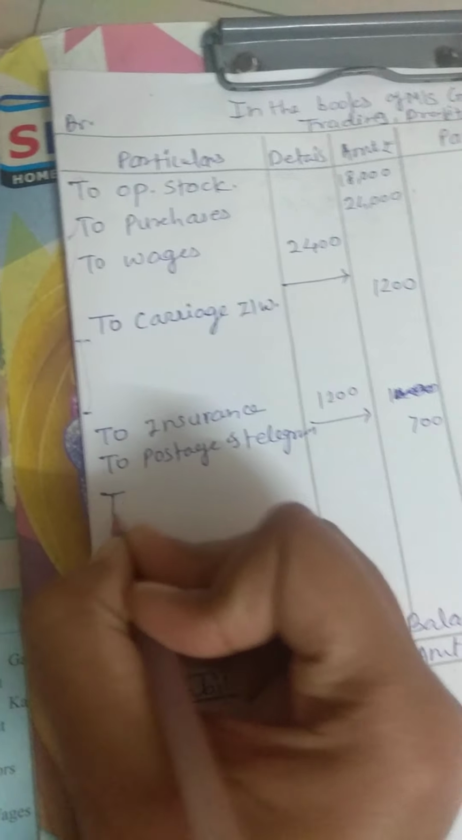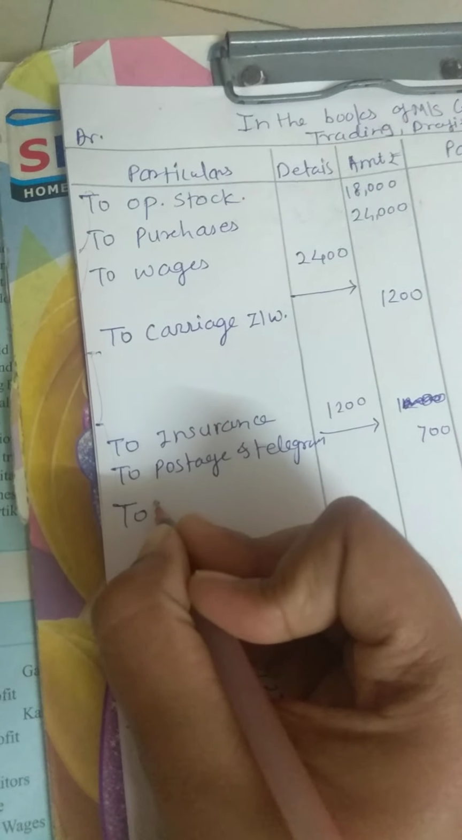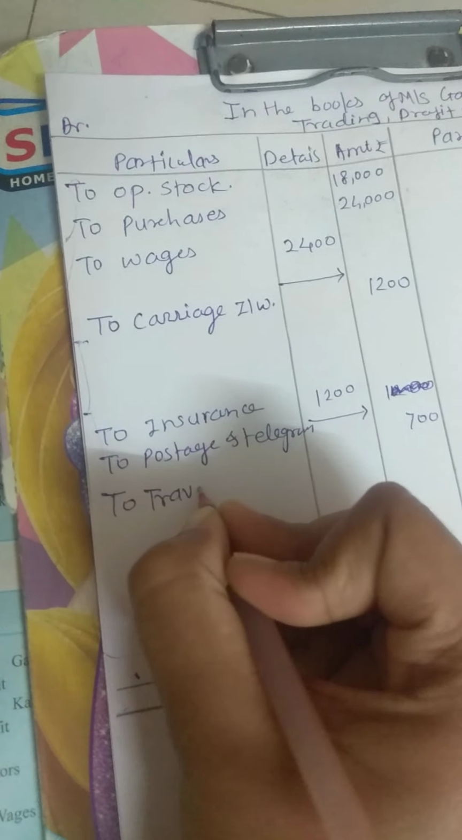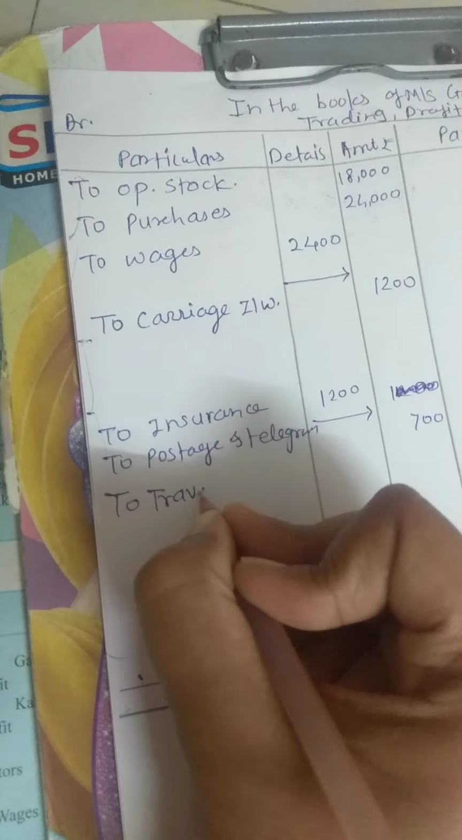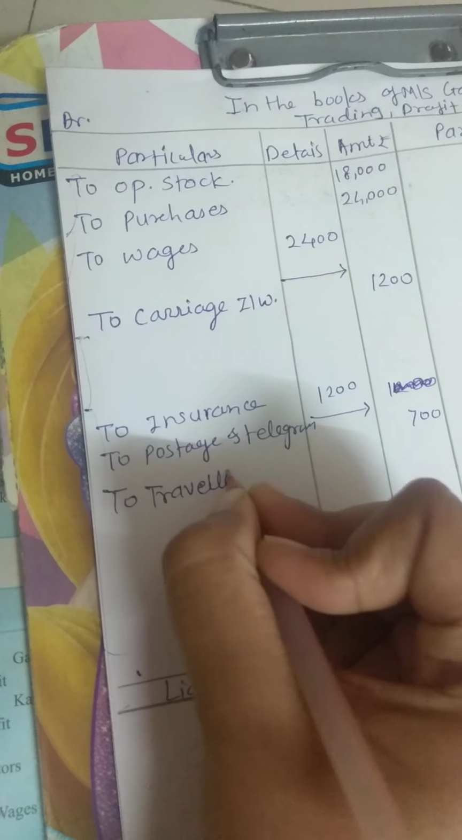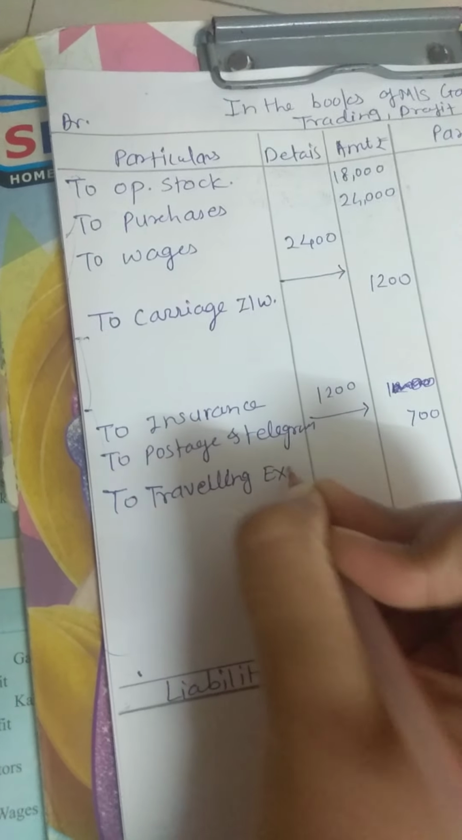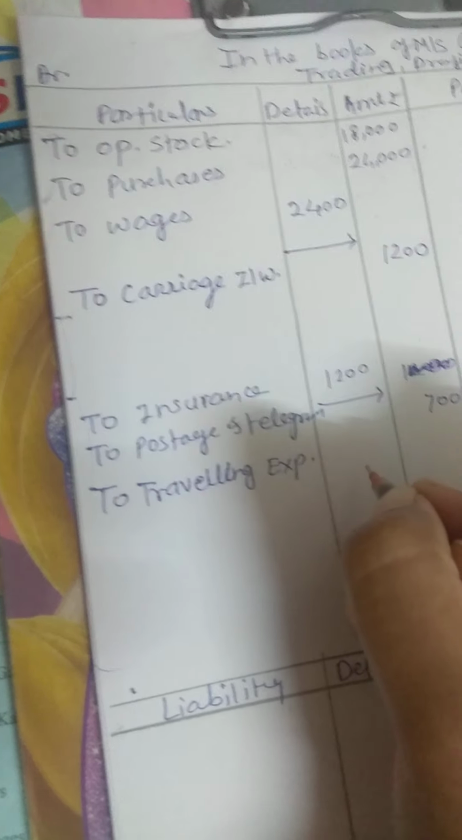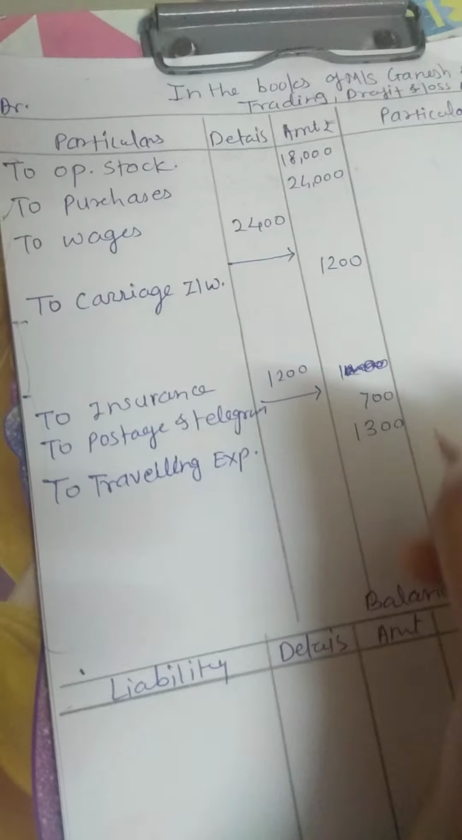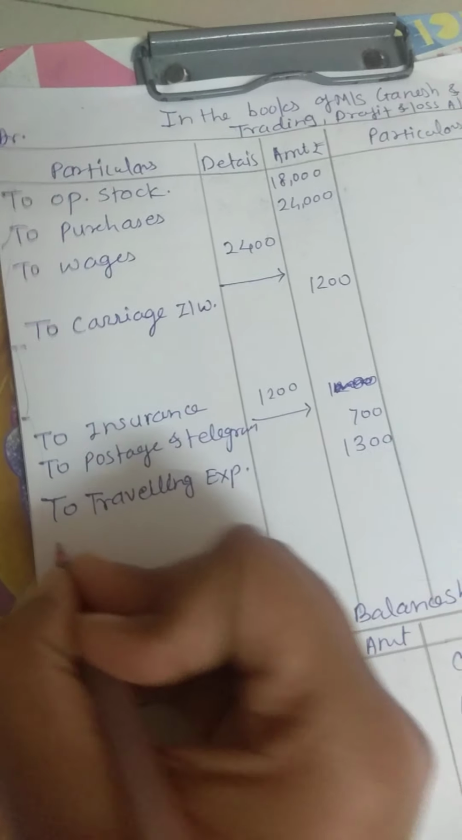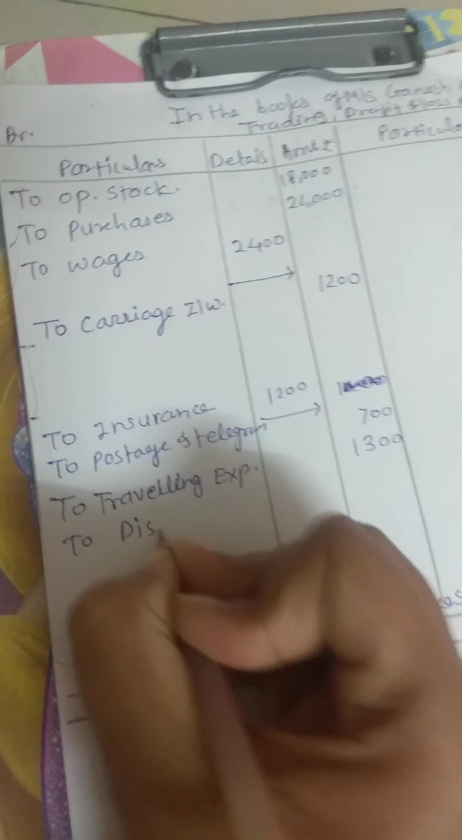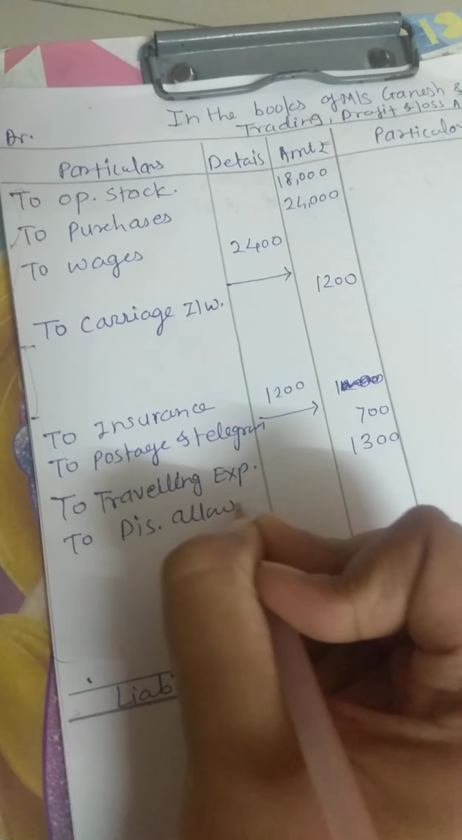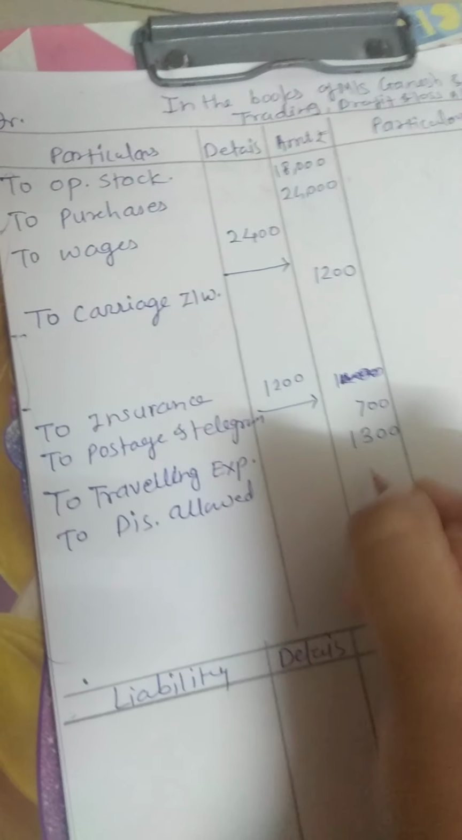Then traveling expenses is definitely profit and loss account. Traveling expenses amount is how much? It is 1,300. Now the discount allowed is 900 here.